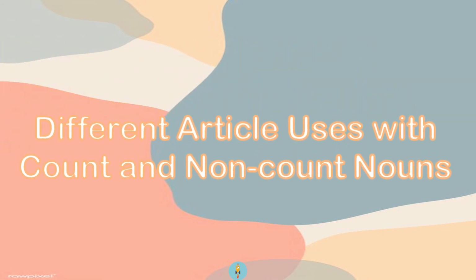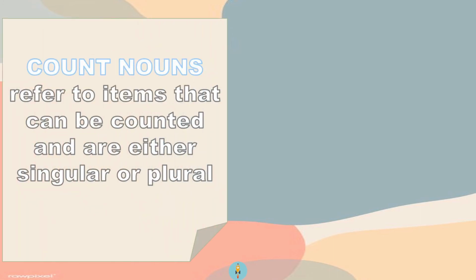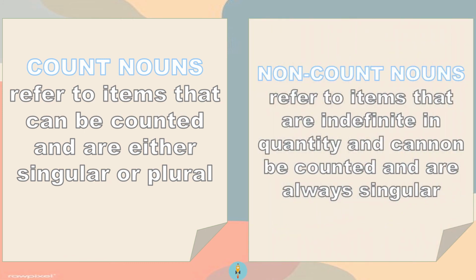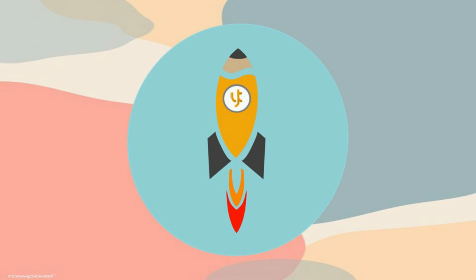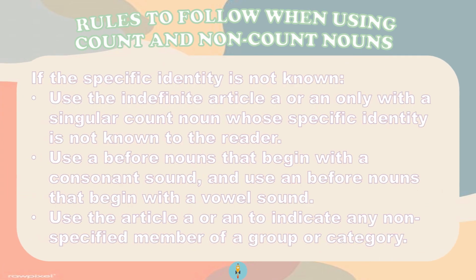Now let's tackle different article uses with count and non-count nouns. Count nouns refer to items that can be counted and are either singular or plural. Non-count nouns refer to items that are indefinite in quantity and cannot be counted and are always singular. Here are some of the rules that you need to follow when using count and non-count nouns if the specific identity is not known. Use the indefinite article a or an only with a singular count noun whose specific identity is not known to the reader.